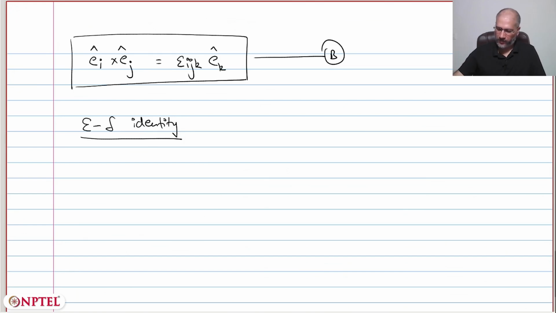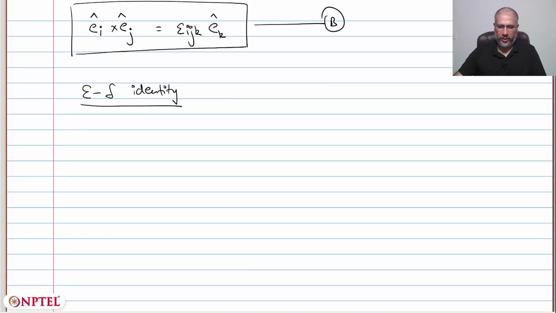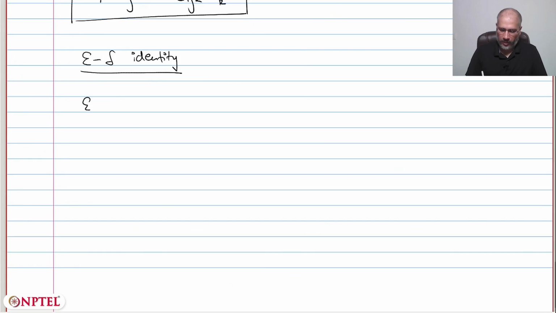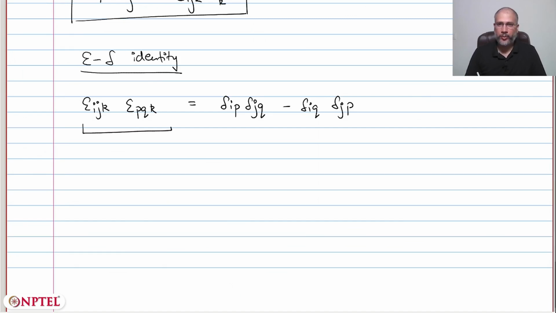So let's write the definition of this identity. If you have a product of two epsilons, so I'll write epsilon_ijk, epsilon_pqk, then this is equal to, let me write it down and then I'll explain and discuss it. So this is the product of epsilons on the left hand side, and we have products of deltas on the right hand side. One important condition to be able to apply this identity is that the last index in the two epsilons on the left hand side has to be the same.